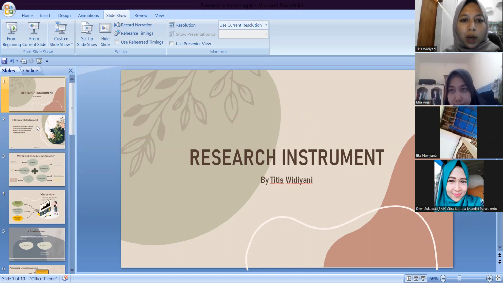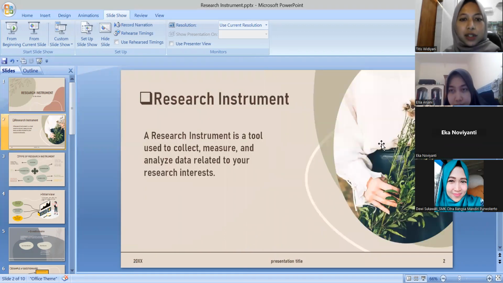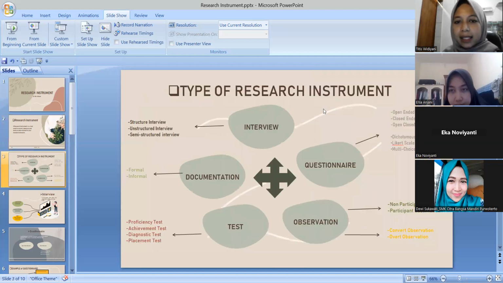Research instrument. What is research instrument? Research instrument is a tool used to collect, measure, and analyze data related to your research interests. So if you want to conduct research, you need an instrument to support you in collecting the data. And then what are the kinds of research instrument? Okay, this is the kind of research instrument. I will show you.